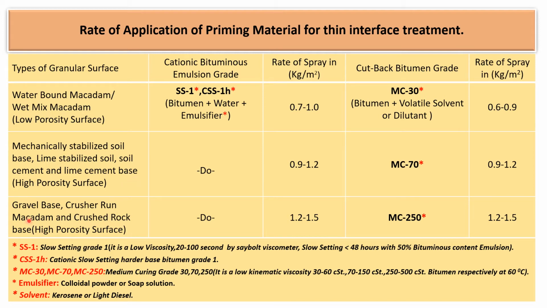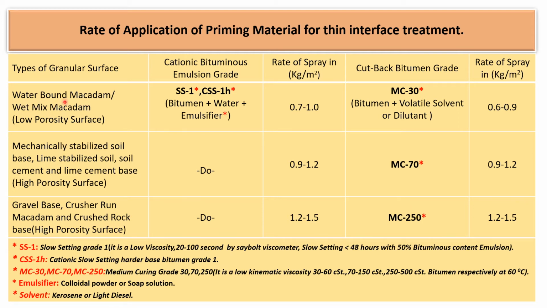and gravel base like crusher run macadam and crusher rock base, having high porosity in their surfaces. So the rate of application of prime coat is different for different granular surfaces. This tabulation shows the rate of spray of different types of bitumen aqueous solution for different types of surface.